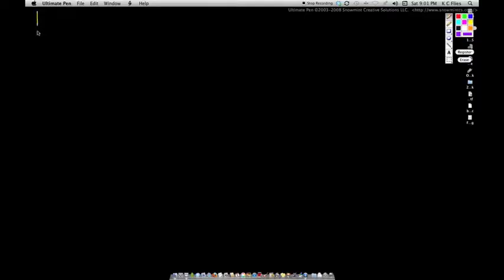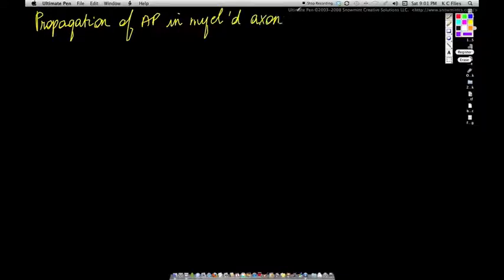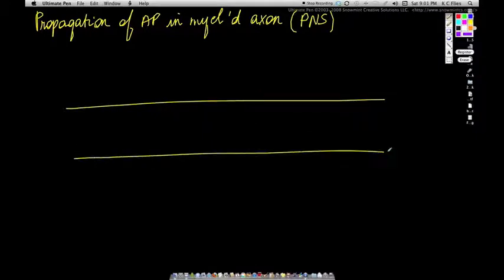Let's take a look at propagation of the action potential in a myelinated axon. And we will take an axon that is found in the peripheral nervous system. And as you know, that means that it'll be wrapped with Schwann cells. Actually, let's make the Schwann cells blue. Let's use the color blue to indicate these Schwann cells.